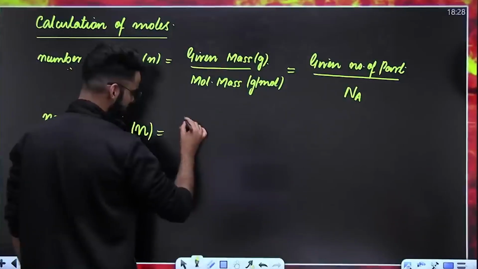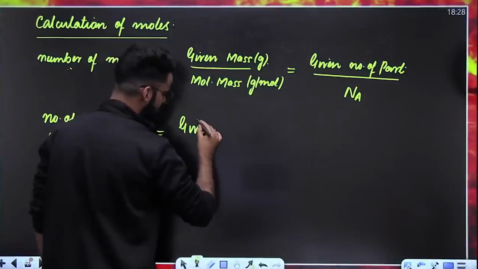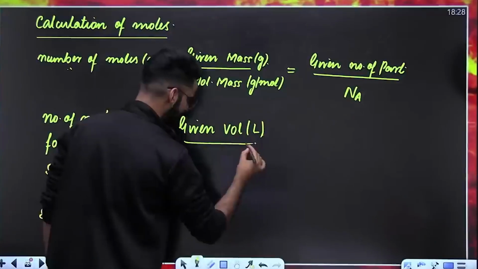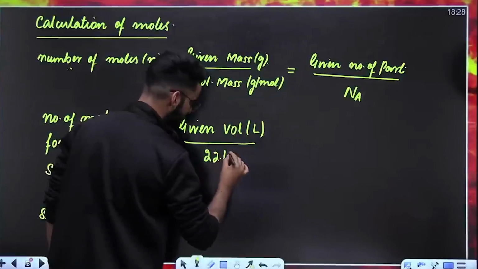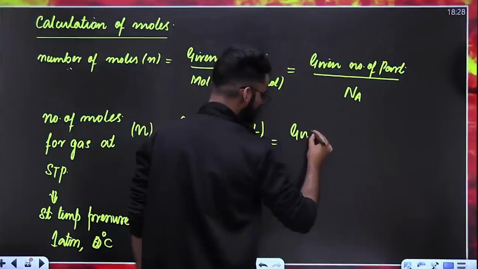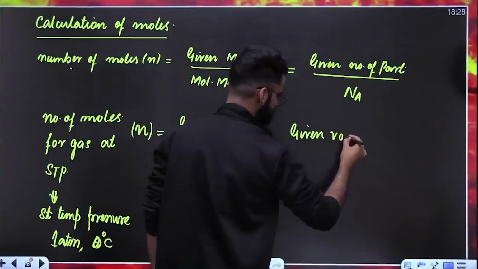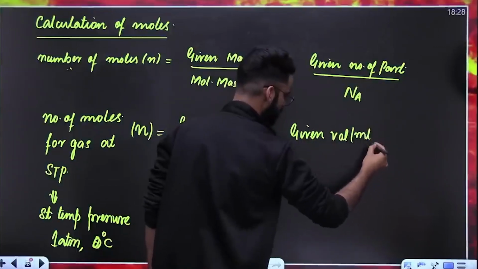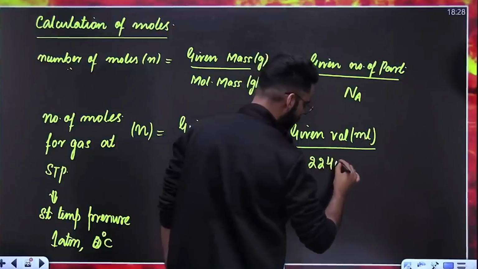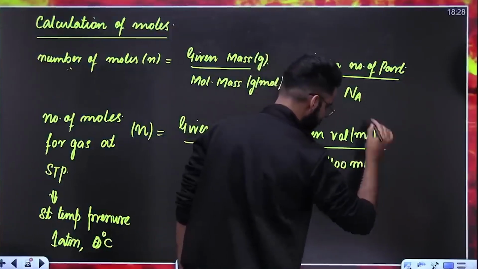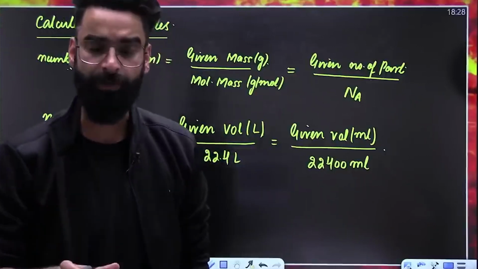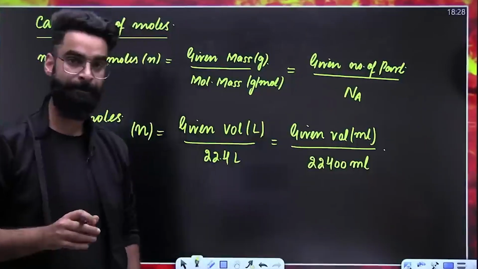Now, whenever you have a gas present at STP, how do you calculate its number of moles? It's always equal to the given volume of the gas in liters divided by 22.4 liters. Or if you take the given volume of the gas in milliliters, then you have to divide it by 22400.